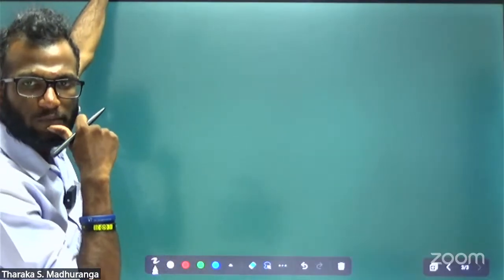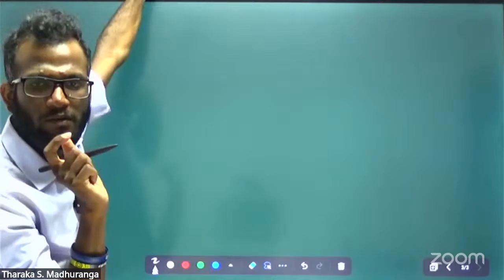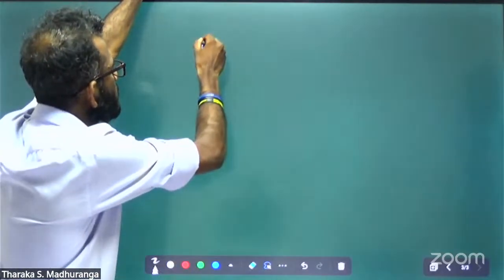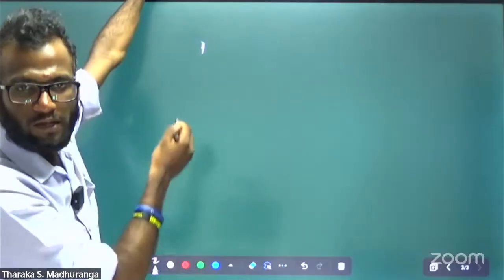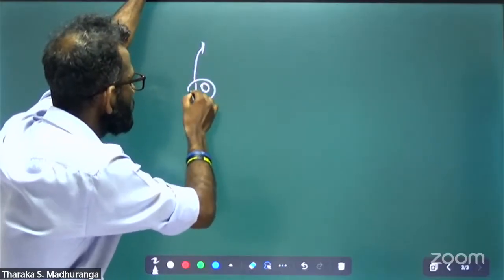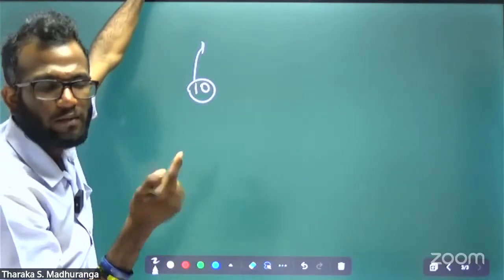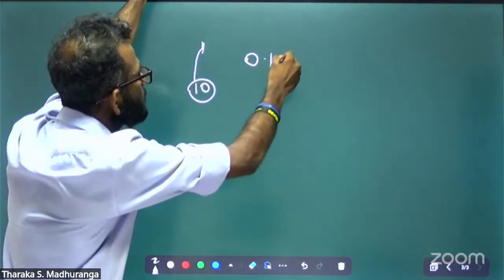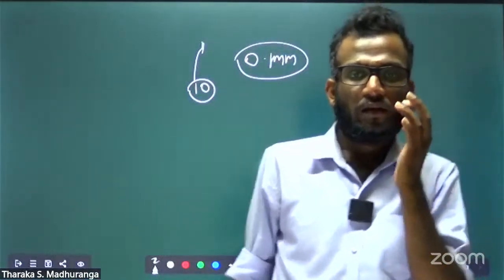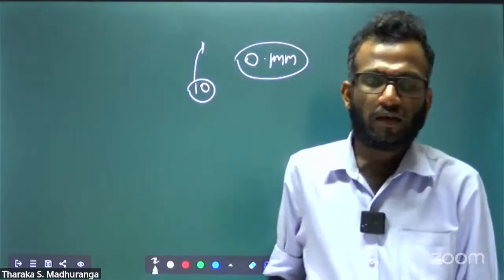Remember 1 millimeter. Imagine the millimeter gap in your ruler. 1 millimeter means the smallest gap. This is 1 millimeter. This 1 millimeter is again divided into 10 parts. That is the least count that we can observe by our naked eye. That means 0.1 millimeter is the least value we can observe by our naked eye. An object less than 0.1 millimeter, we can't observe.